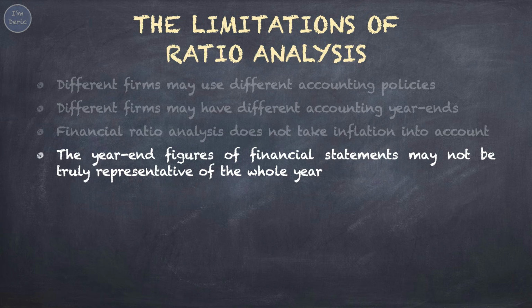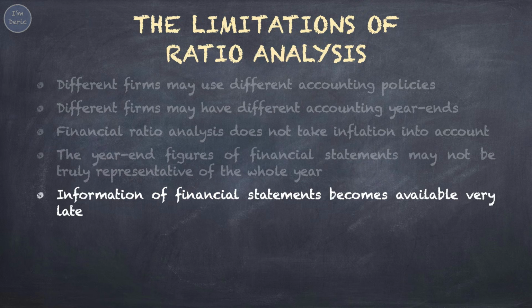The year-end figures of financial statements may not be truly representative of the whole year. For example, a company's financial statements may reflect a strong performance at year-end, but this may be due to a seasonal peak in the business. As a result, the financial ratios calculated based on year-end figures may not accurately reflect the company's overall performance for the entire year.